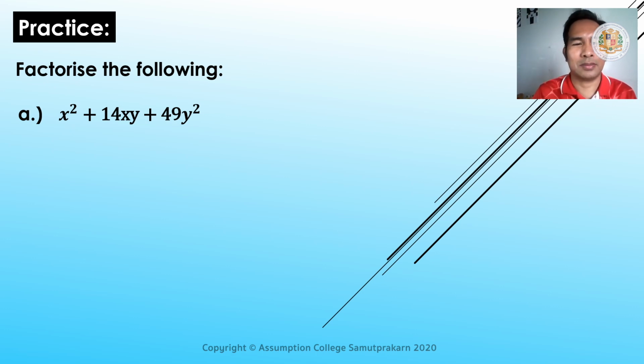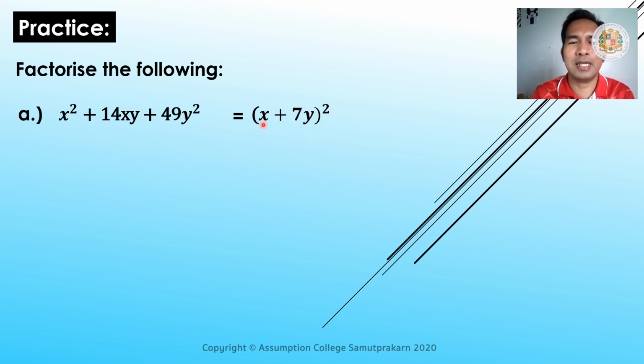What is your answer? Okay, what is the square root of x squared? Yes, the square root of x squared is x. How about 49y squared? What is the square root of 49y squared? Okay, the square root of 49 is 7, while y squared is y. So therefore, most probably your answer is (x + 7y) quantity squared.